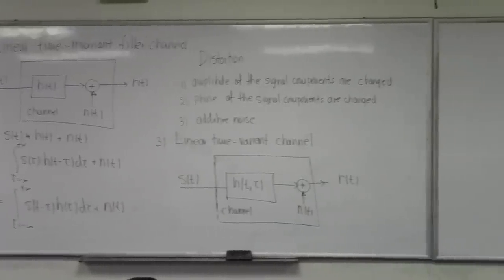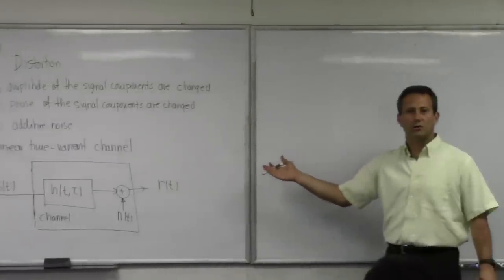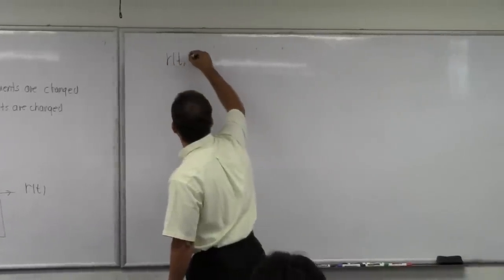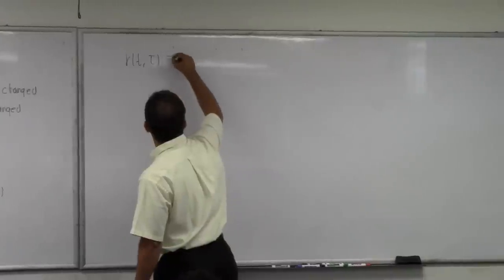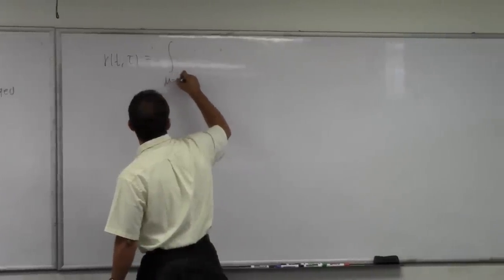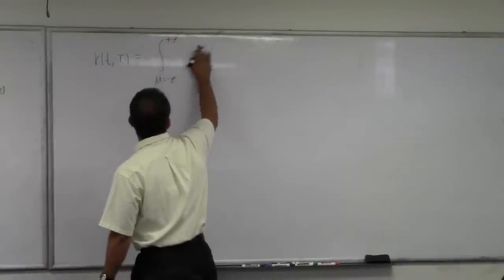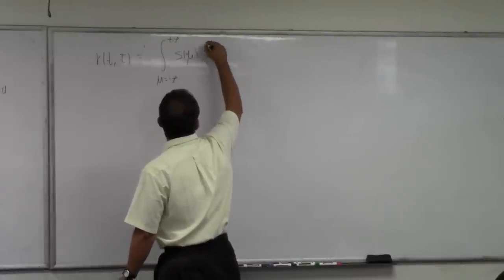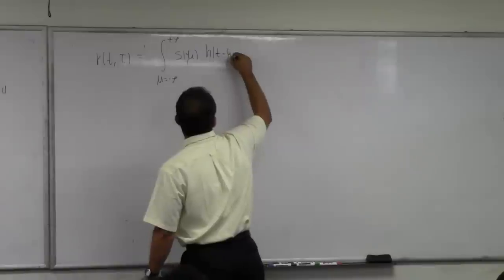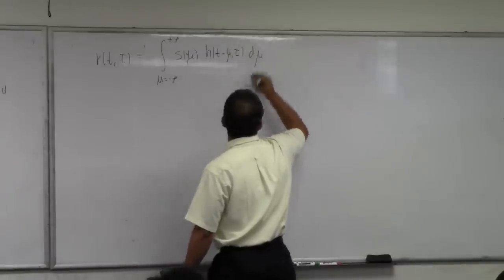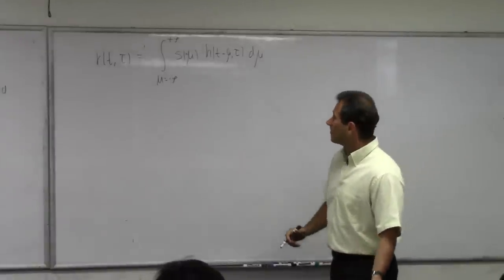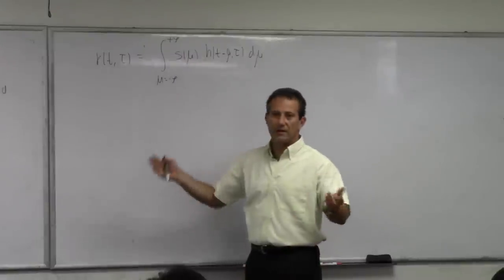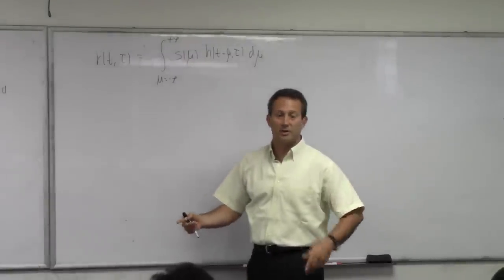The channel is still linear, therefore the convolution still holds. Right? So I can calculate here R of t, but at some time tau, is going to be equal to the integral, when mu goes from minus infinity to plus infinity, of S of mu, h of t minus mu at a given tau, d mu. Okay? So mu is just a running dummy variable. It helps me do the integration.